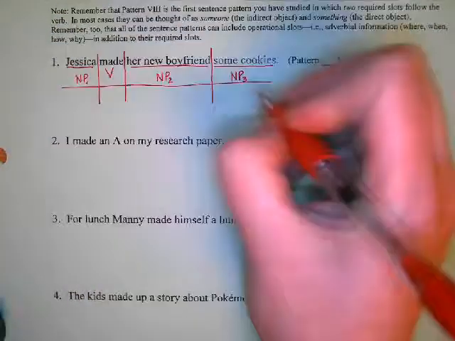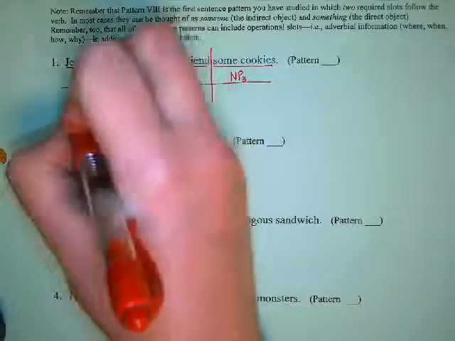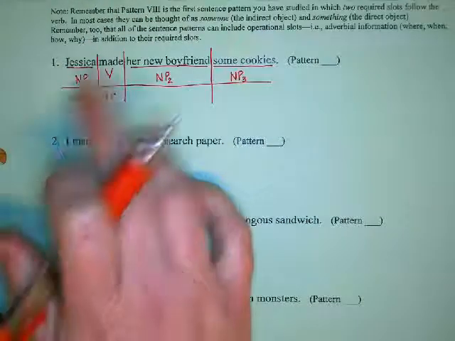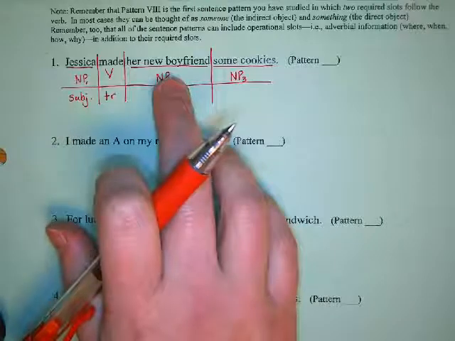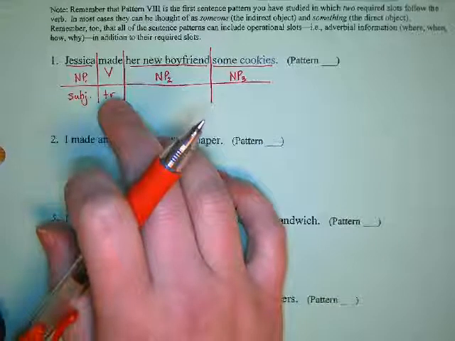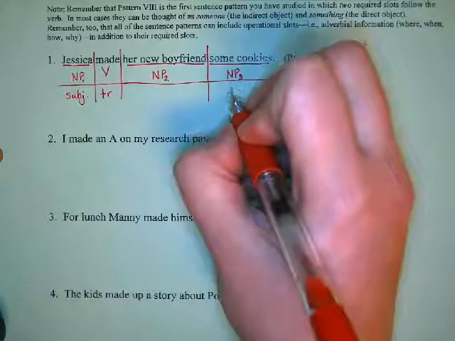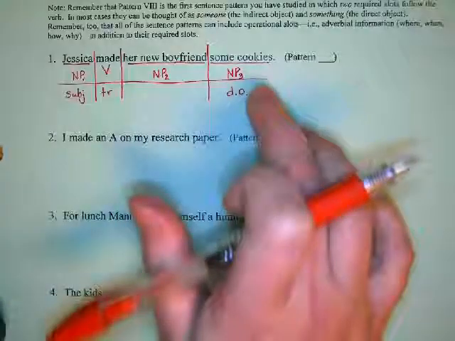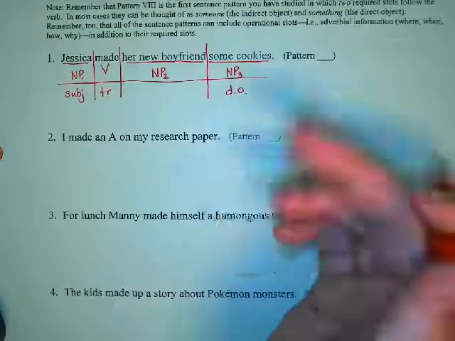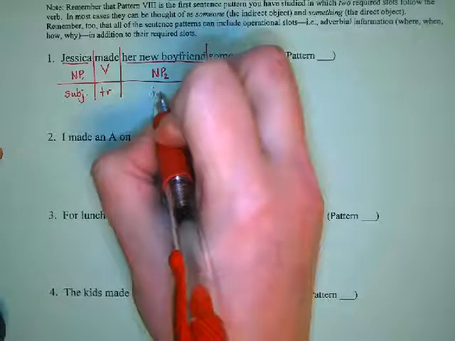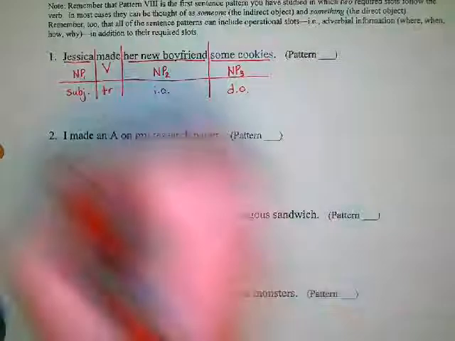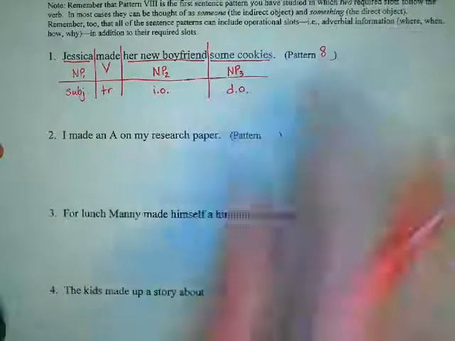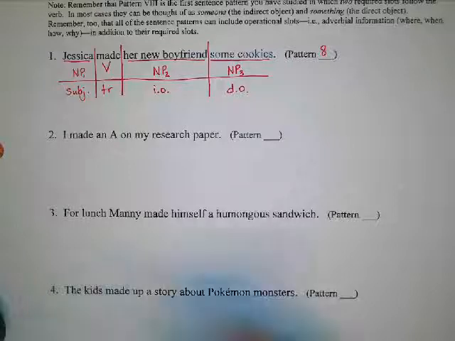So we have to figure out which one of these is the direct object and which one of these is the indirect object, because Jessica did the making, and we know we have a transitive verb because we have a noun phrase 2. So who or what was made? That's our direct object question. That's the cookies. To whom or for whom the cookies were made, that's going to be our indirect object, and that's the boyfriend. So in our sentence, because we have a noun phrase 2, a noun phrase 3, it's pattern 8.